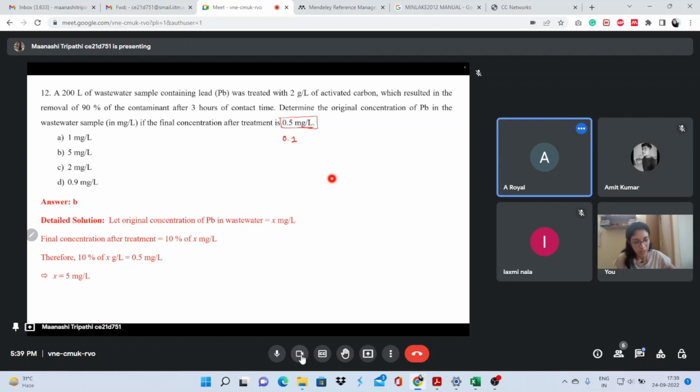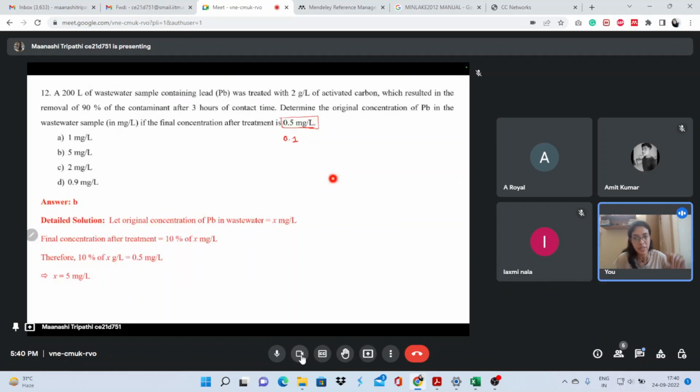This question can be asked like that: the final concentration after treatment is your effluent standard. For this question, then you have to check the manual, what is the allowable standard for lead? Then you will know the amount of lead. Then you have to find out the efficiency. This question can be made like that also. But just to make it simple, we have given all the values.